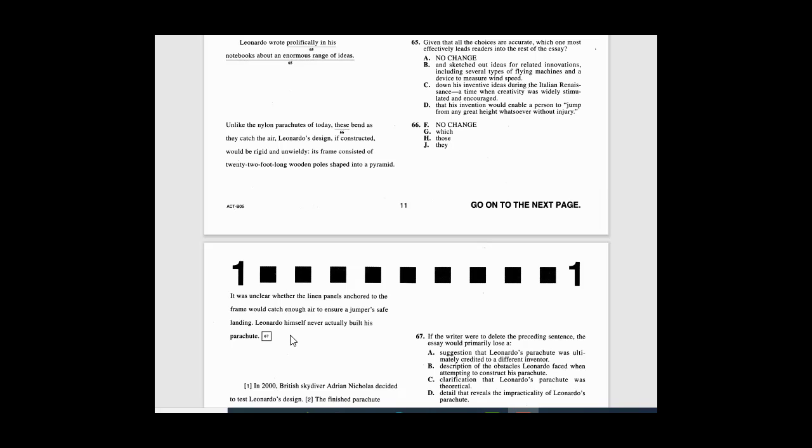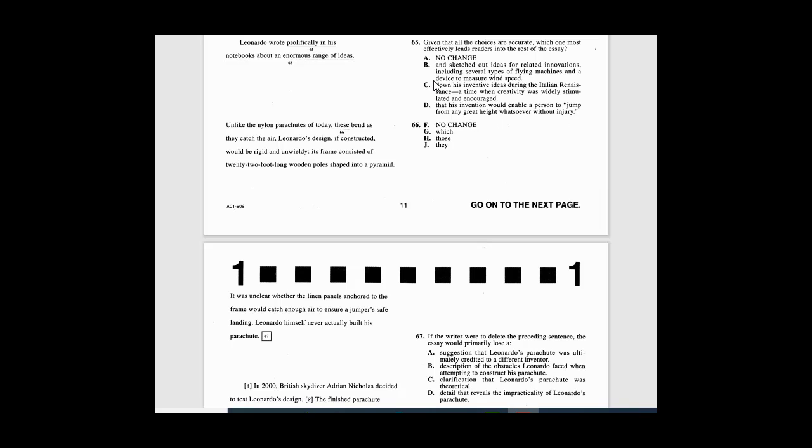Now, that's the problem, because problem number 65 is replacing the topic sentence. And remember, from problem 65, we chose answer choice D. It says his invention was allowing someone to jump from greater heights without getting injured. That's our topic sentence.